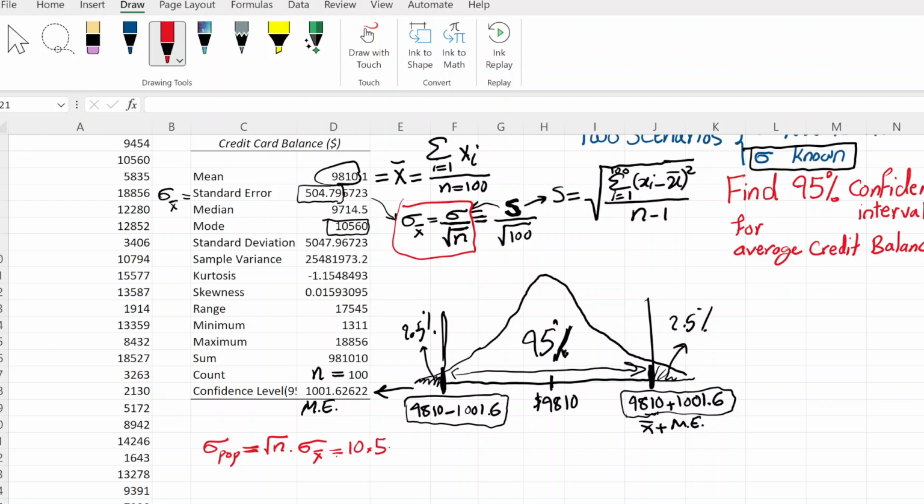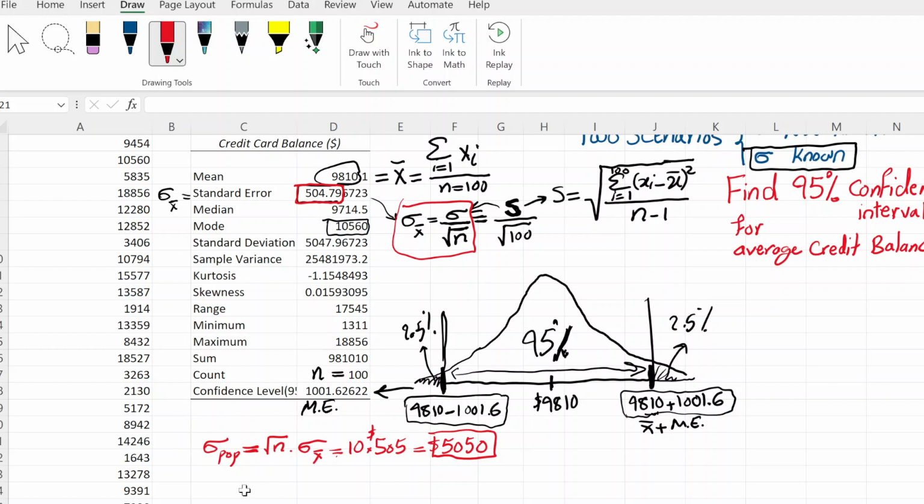So $500, let's say, instead of 504.79, let's assume $505. So what I'm trying to say is, it's as if we basically estimate that the sigma of population, or basically the standard deviation of the credit card balances of all million customers in this company, is about $5,050. Now let's assume this is given at the beginning of the problem. Then what should we do instead of using, let's say, the data analysis toolbox and this summary stat?